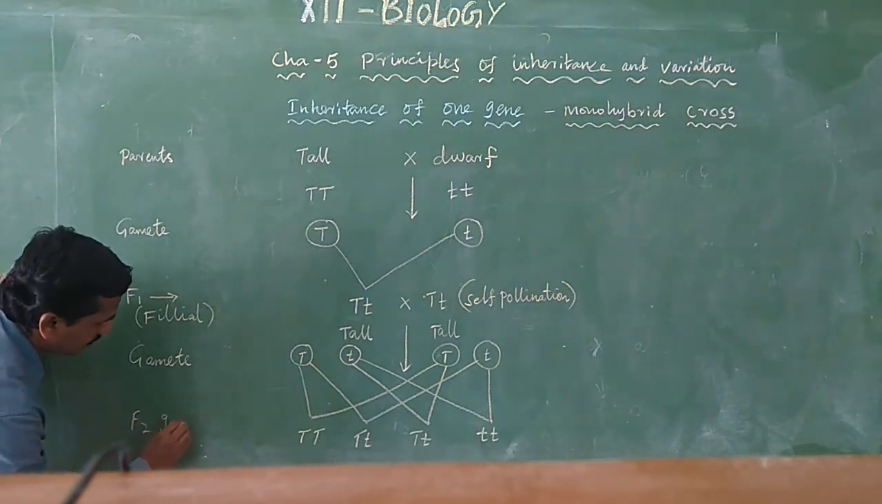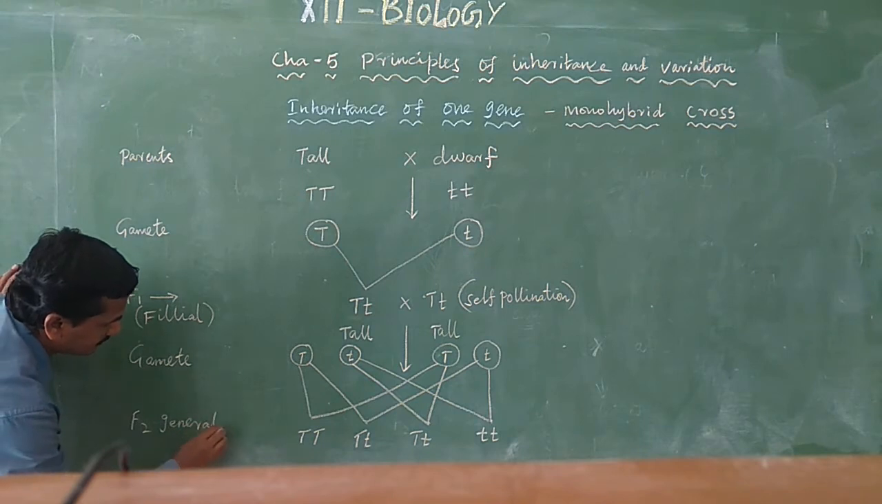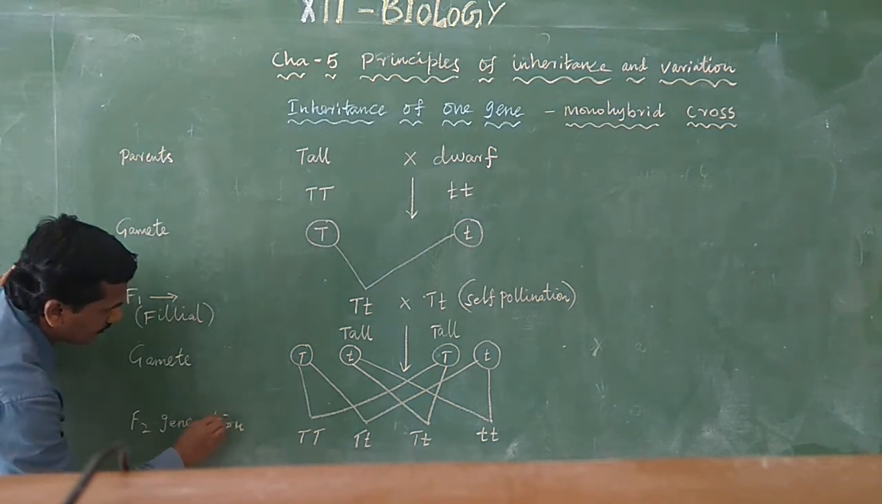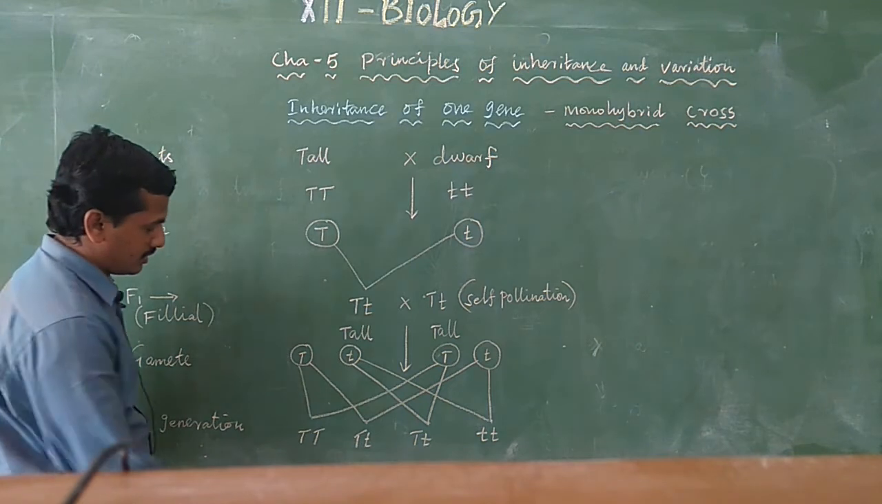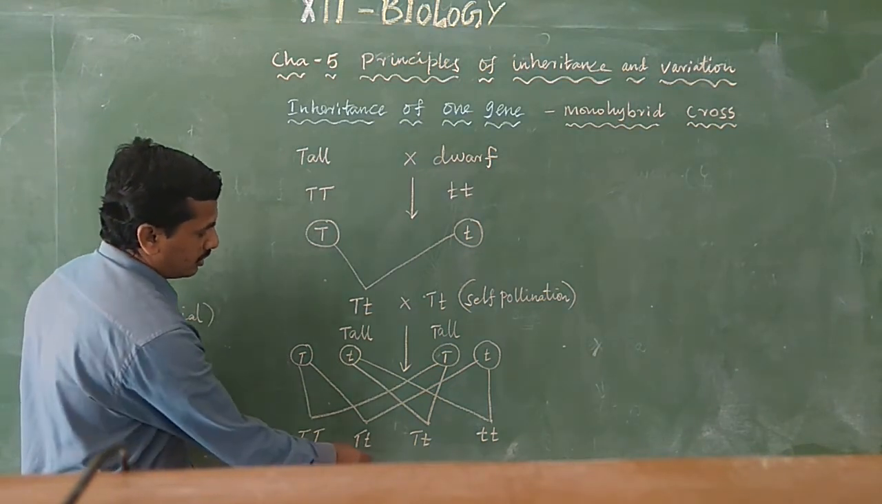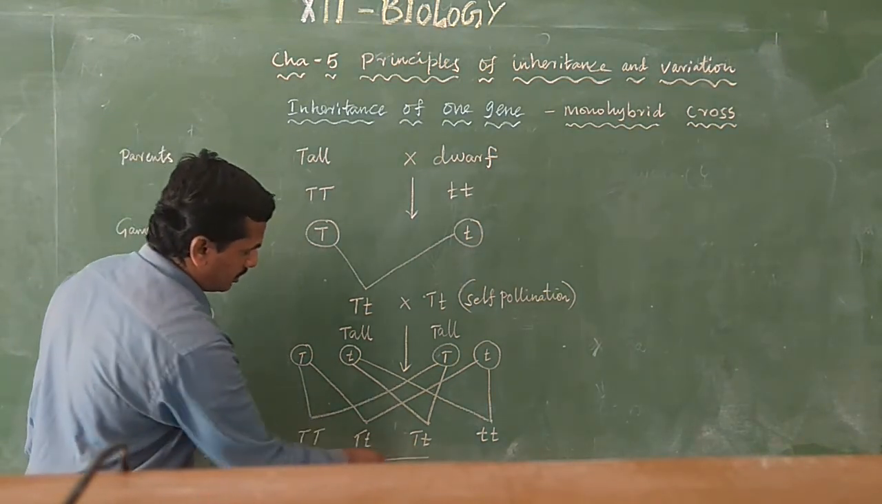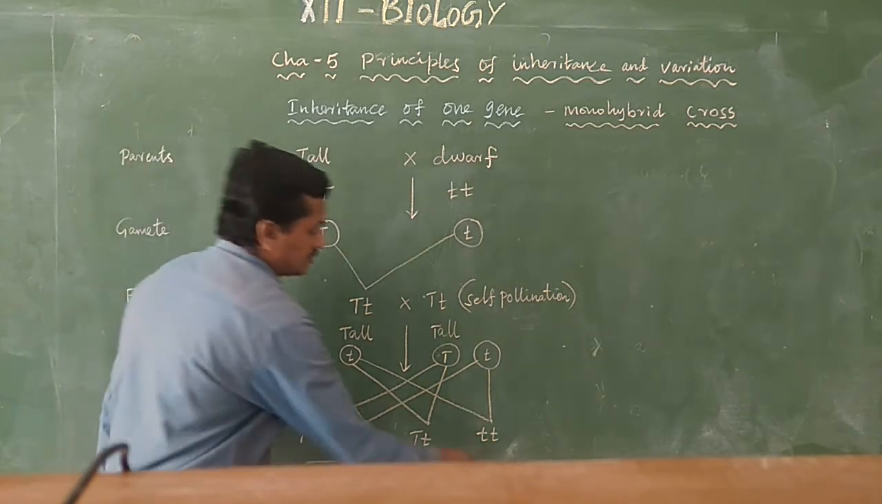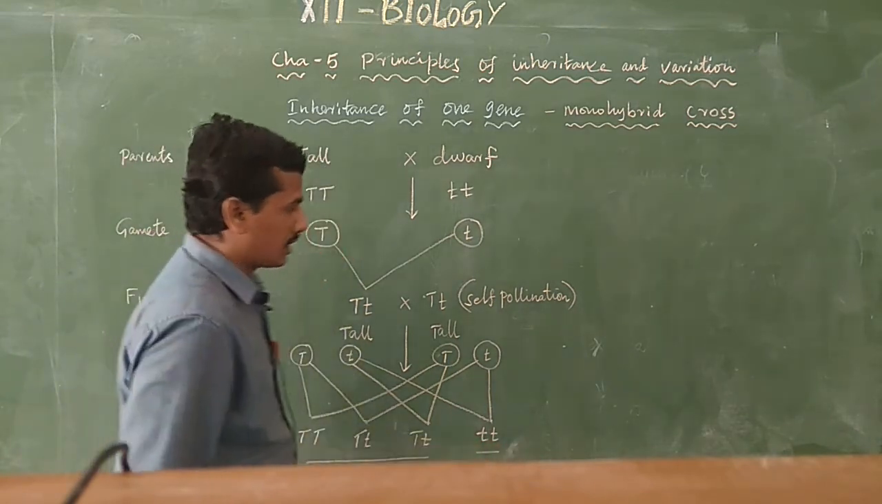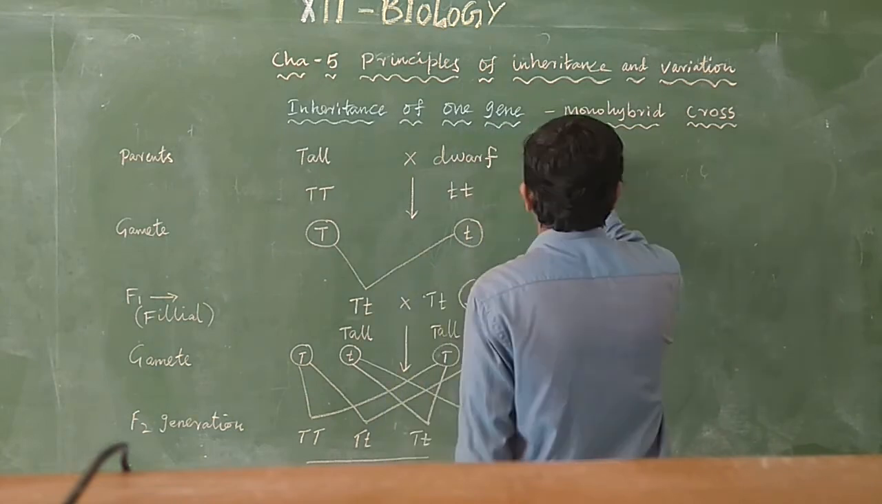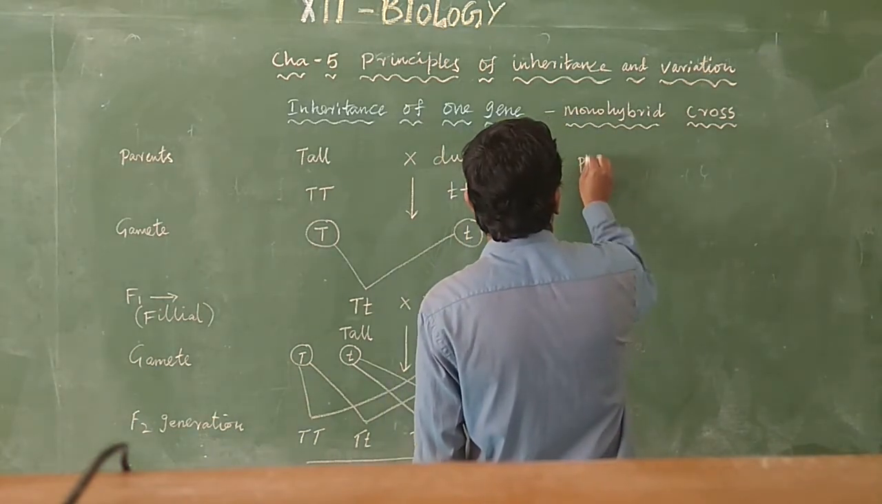F2 generation is the filial 2 generation. In the F2 generation, this is tall, this is also tall, and this is also tall. Tallness 3, dwarfness 1, according to Mendel's study, is the phenotype ratio. What is the phenotype?